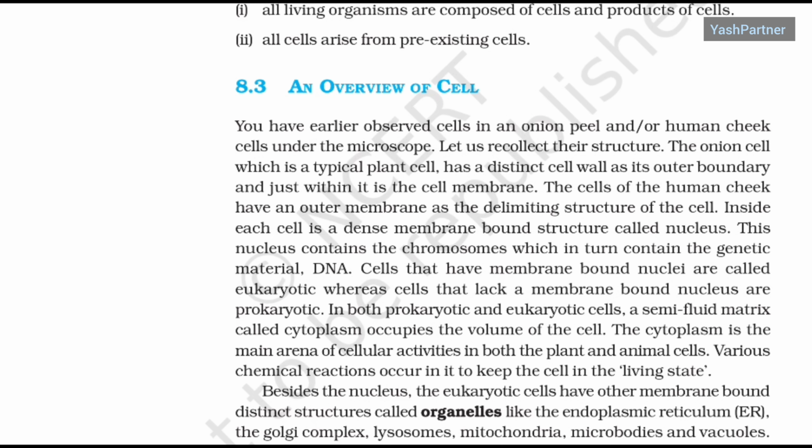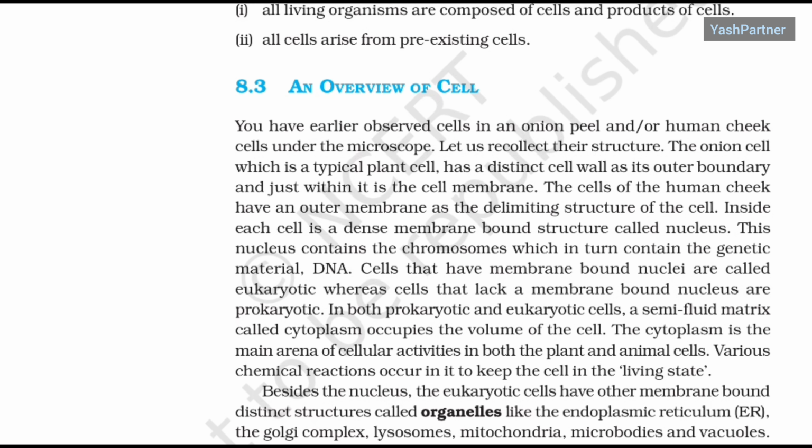8.3 An overview of cell. You have earlier observed cells in an onion peel and or human cheek cells under the microscope. Let us recollect their structure. The onion cell, which is a typical plant cell, has a distinct cell wall as its outer boundary, and just within it is the cell membrane. The cells of the human cheek have an outer membrane as the delimiting structure of the cell.